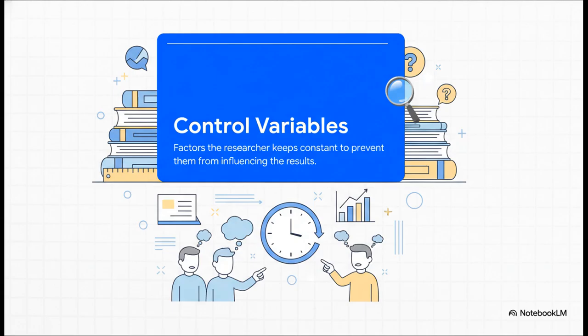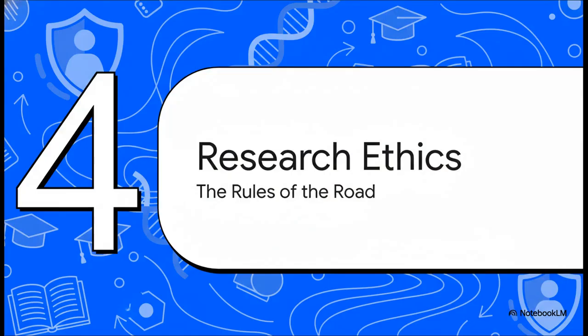So, to make sure you're really measuring the impact of your new technique and not a dozen other things, you have to keep some stuff the same for everyone. These are your control variables, things like using the same textbook for all groups or making sure they get the same amount of instruction time. By controlling for these, you can be way more confident that any changes you see are actually because of your intervention.